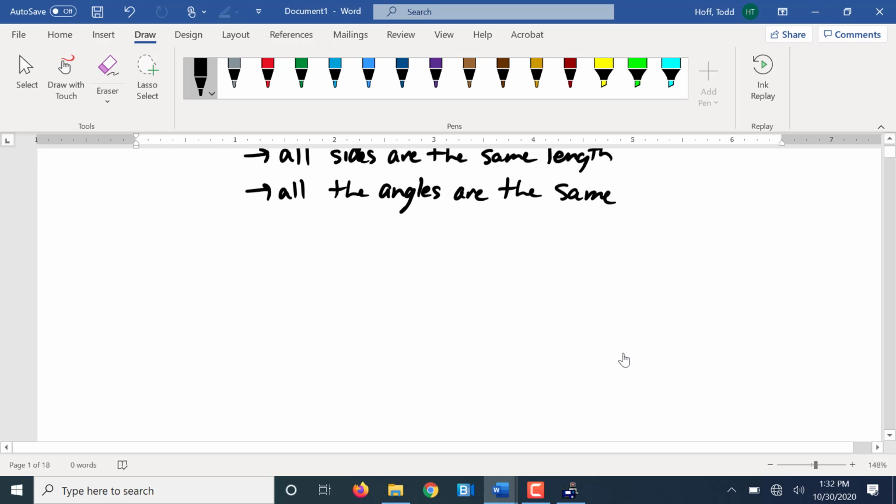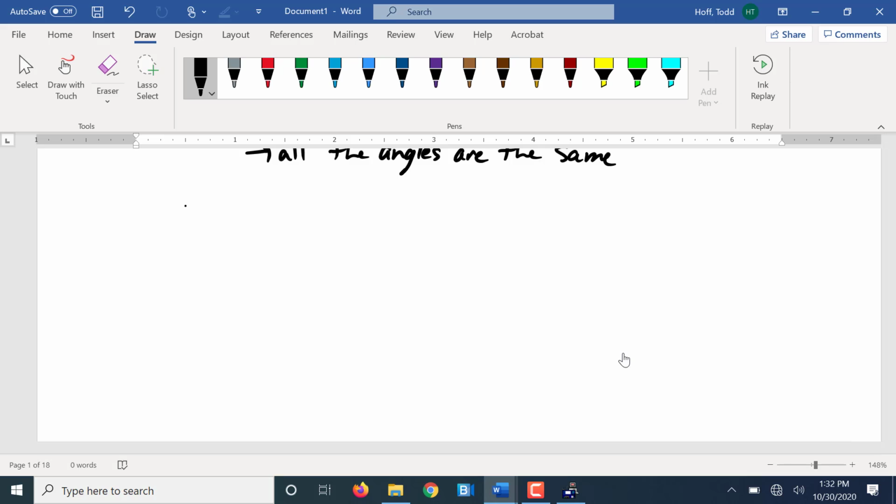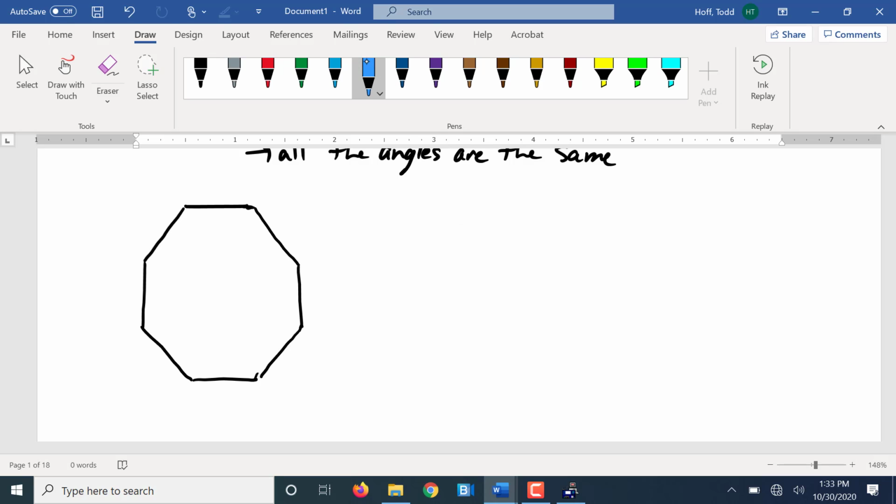So I'm going to try to draw this out. We're well aware of my artistic abilities here. Pretend that looks like a regular octagon. So, not horrible. So we're going to label the length of a side S.